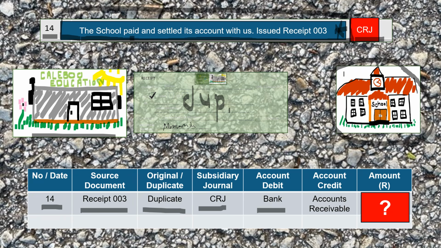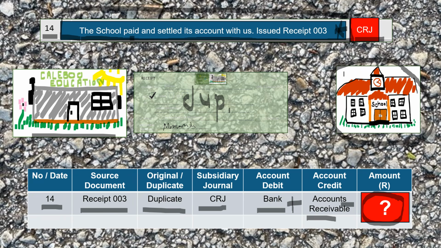Account debit is bank, and account credit is accounts receivable, or you might call it debtors control. This one here is an increase in assets, and that one there is a decrease in assets. But the problem is, what is the amount?